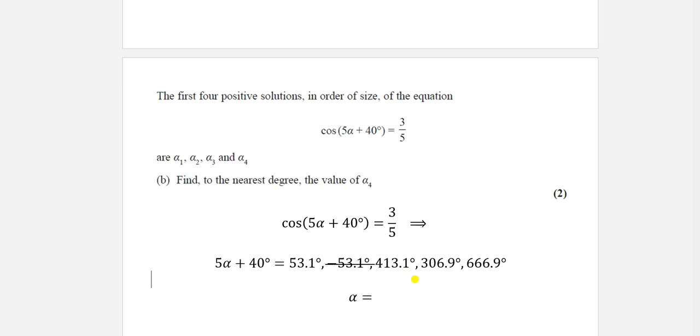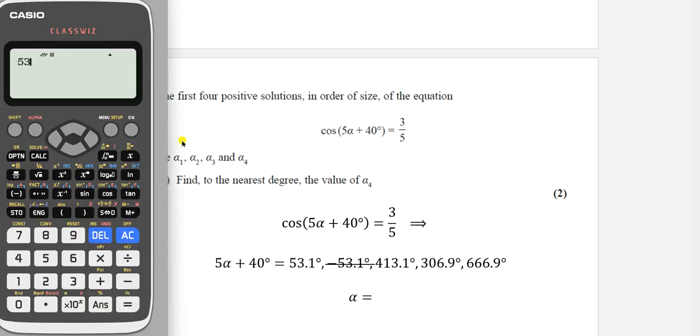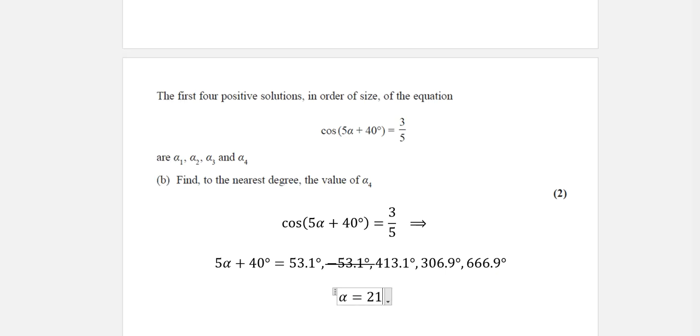And you'll notice I didn't have to worry about the symmetries and the period of this weirdly transformed curve. To get all of these, I'm using the standard symmetries of the ordinary cosine wave. And once I've done that, then I perform the conversions. So I'll take my 53.1, I'll take away 40, and then divide by 5. And my first solution, therefore, for alpha will be 2.62 degrees.